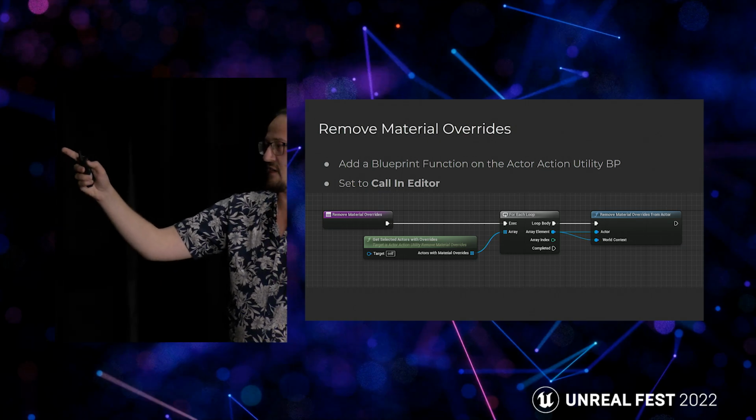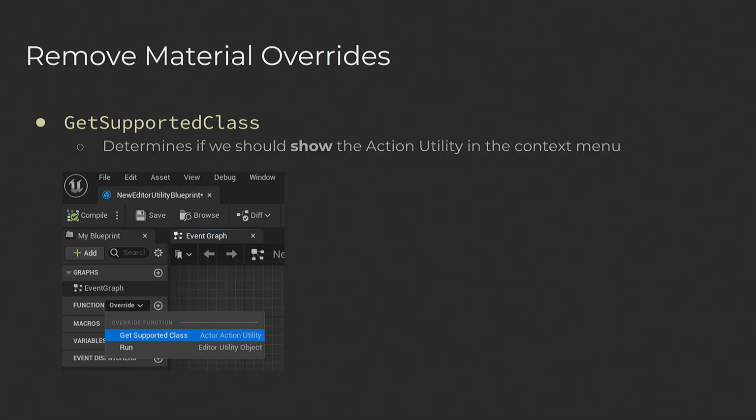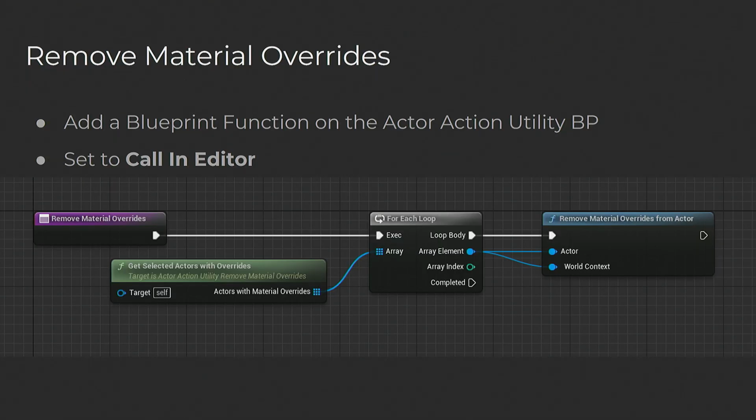This is a very big simplification, but this is what my function looks like. It's literally just a loop over selected actors and then call a function that removes them. And so even if anyone has never seen this before, they can just load it up and go, OK, that's what it's doing. It's getting the actors, and it's removing material overrides. They don't necessarily need to know how or why it's doing that. It's very easy to follow.